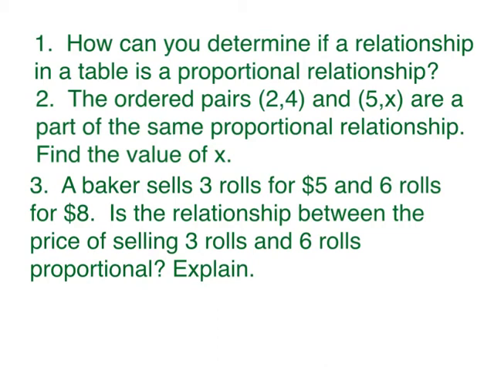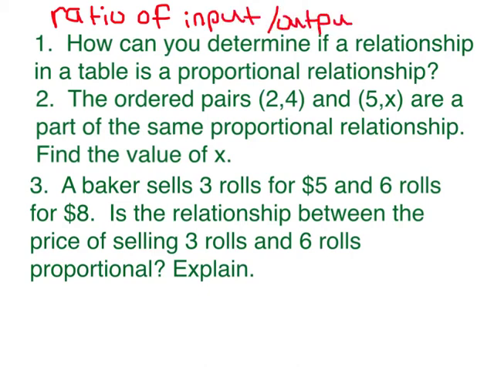At this point you should have answered the questions yourself. Number 1 says, how can you determine if a relationship in a table is a proportional relationship? The answer should be that all the ratios of input to output should be the same. So you should have that the ratios of input versus output should be equal, or something to that effect.